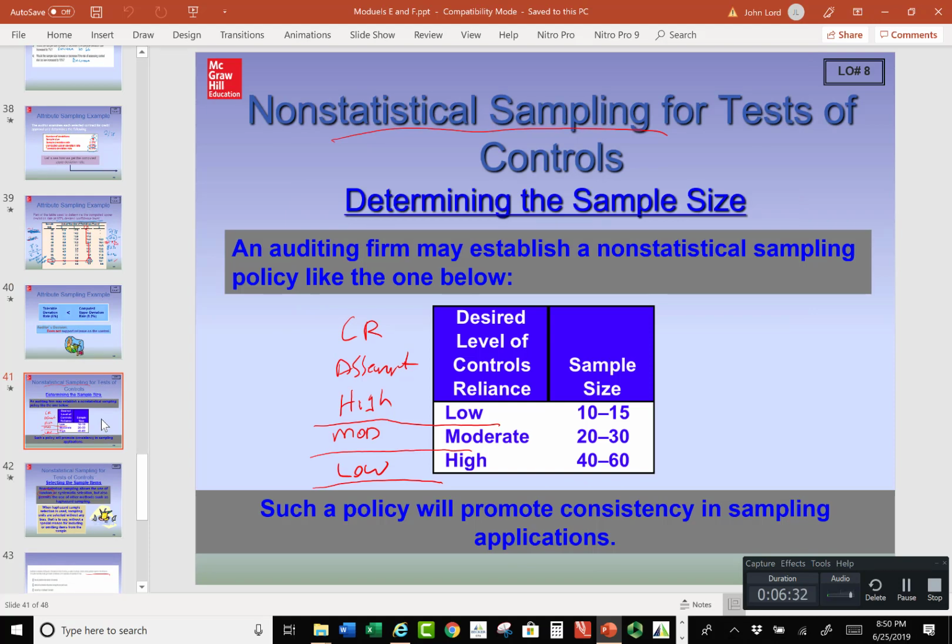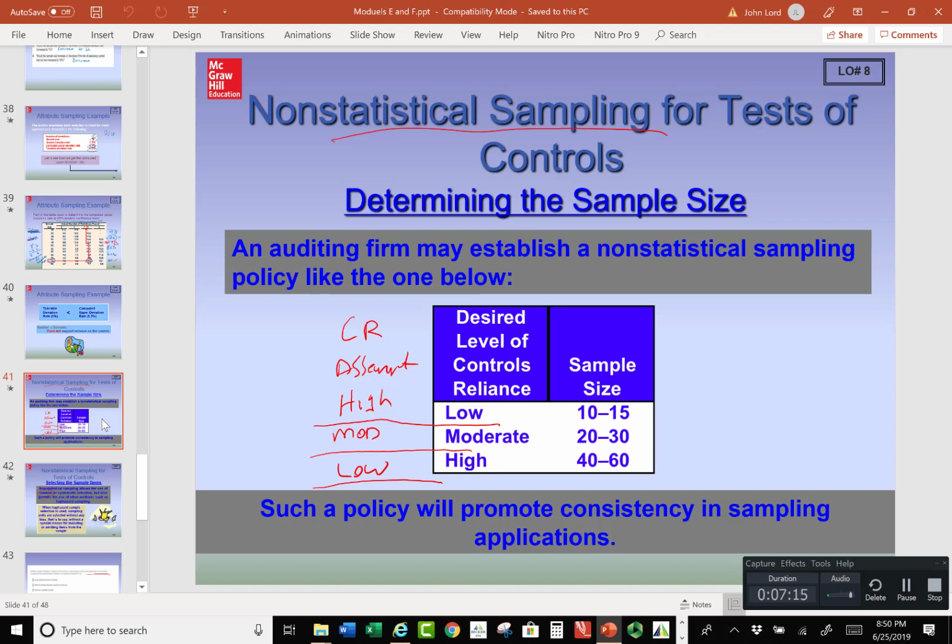Okay, good. Non-statistical sampling. It is okay to use non-statistical sampling, and they give us an idea of the different sample sizes to support the different assessed levels of control risk. Notice, guys, the desired level of control reliance: if you're going to rely highly on the control, that means a lower assessed level of control risk, so bigger sample sizes. If you're not going to rely as much, that means a higher assessment of control risk, and the sample sizes work inversely. So even in non-statistical sampling, the concepts stay the same, don't they?